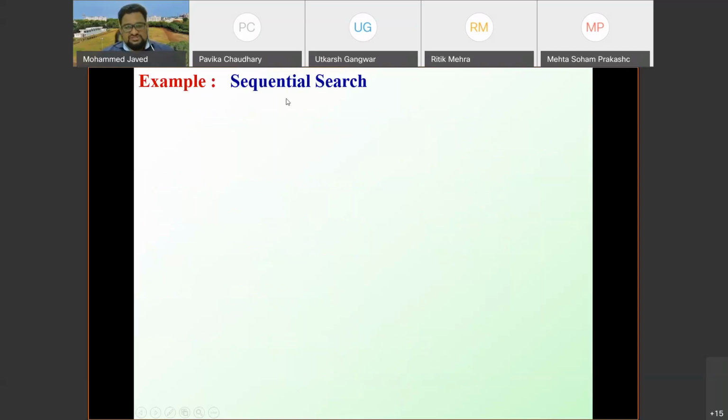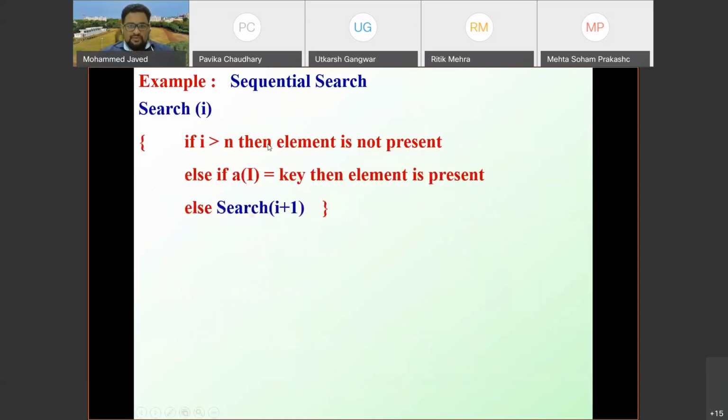The sequential search we have already seen, but not in a recursive way. So let us try to design it in a recursive fashion, means searching for the element in a sequential manner. So here I write a function called search of I, where I is the position which needs to be searched here.